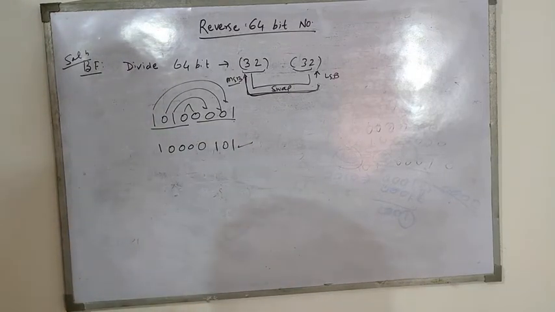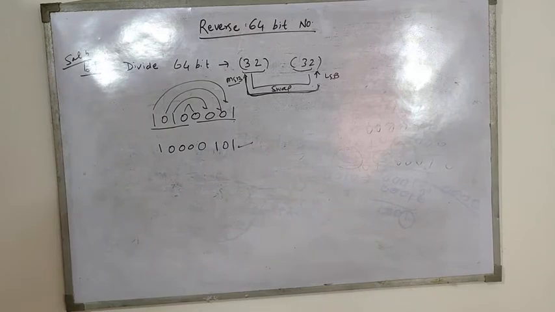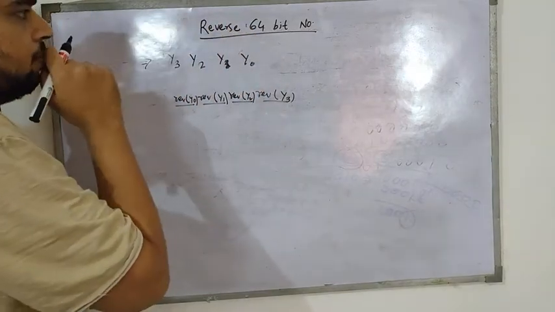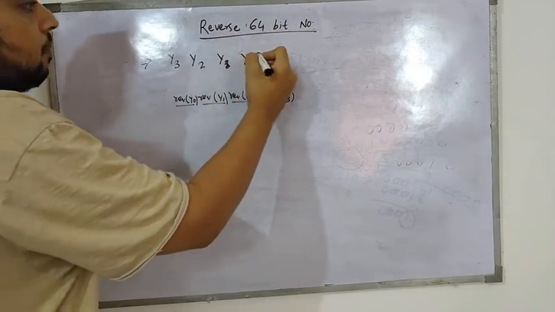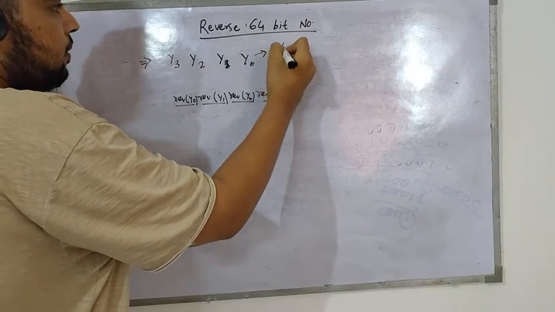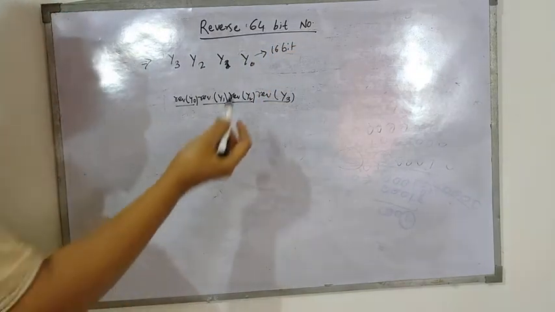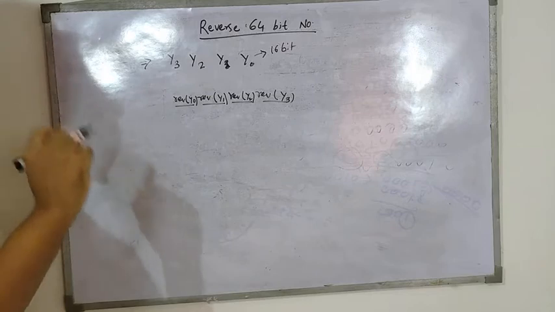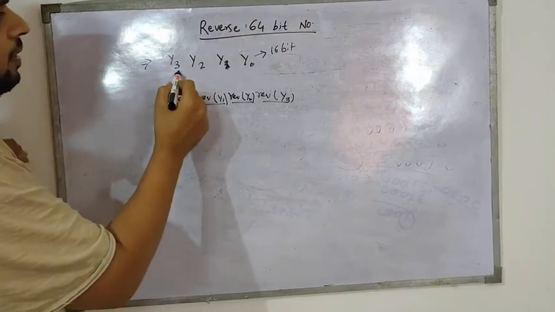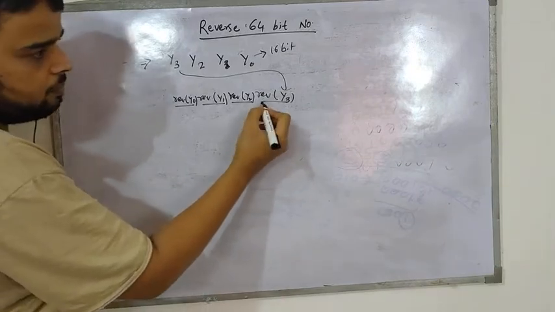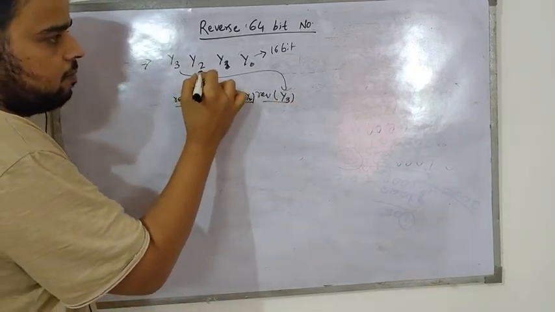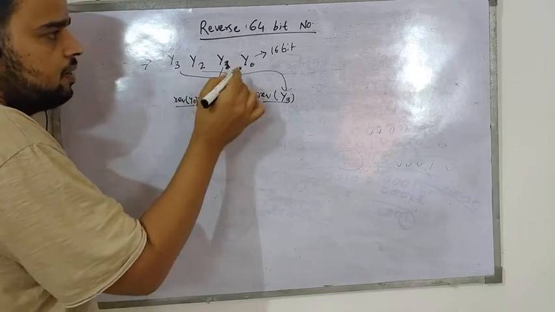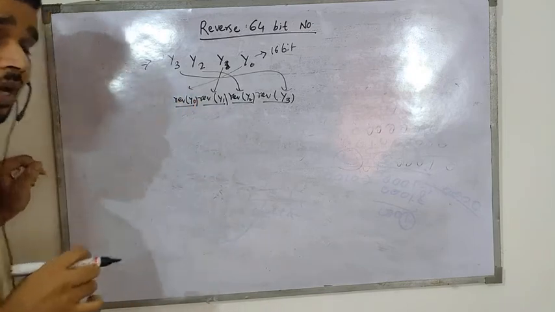In my next approach, I will use a cache for reversing the bits. In this approach, I have divided my 64-bit number into 4 parts, and each part is 16 bits long. I have divided it into y0, y1, y2, y3, each of size 16 bits. So my answer will look like this: y3 will come here, but it will be the reverse of y3, then y2 will come here as the reverse of y2, y1 as the reverse of y1, and y0 as the reverse of y0.